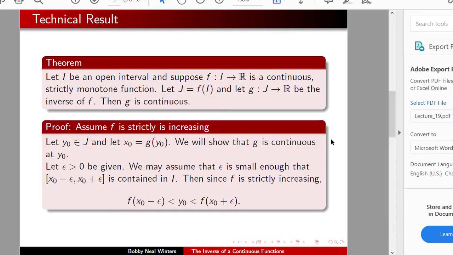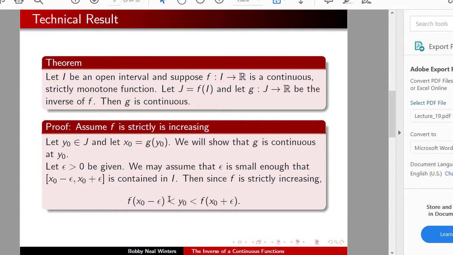All right, so since we're proving g is continuous at y naught, we'll start out with let epsilon greater than 0 be given. Okay, and so we're just assuming it's a small number. It will not hurt us to assume that epsilon is small enough so that x naught minus epsilon, x naught plus epsilon is contained in I, right? We can just, since I is open, squeeze it in there so that it fits.